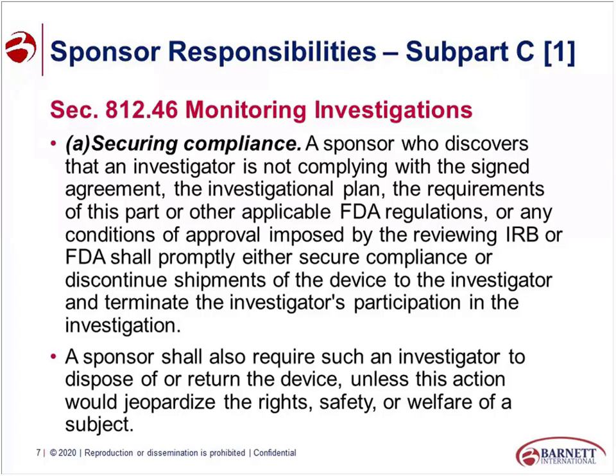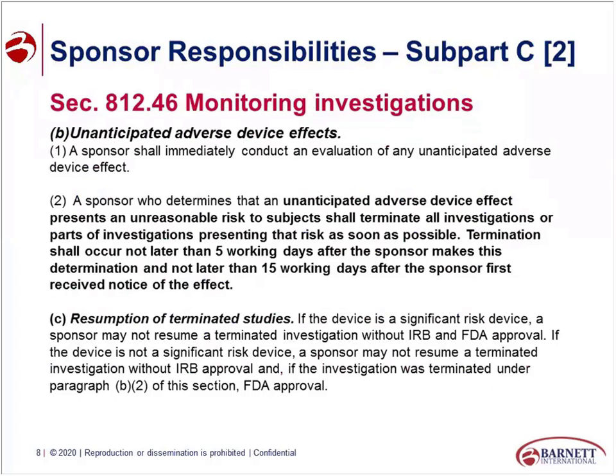It is important then through the monitoring that we also identify any unanticipated adverse device effects. When CRAs go out to monitor, they are also going to look for any adverse events that were not reported and any unanticipated adverse device effects, making sure that those are identified if they weren't previously by the investigator, and that they are also reported. And so this is important as well.